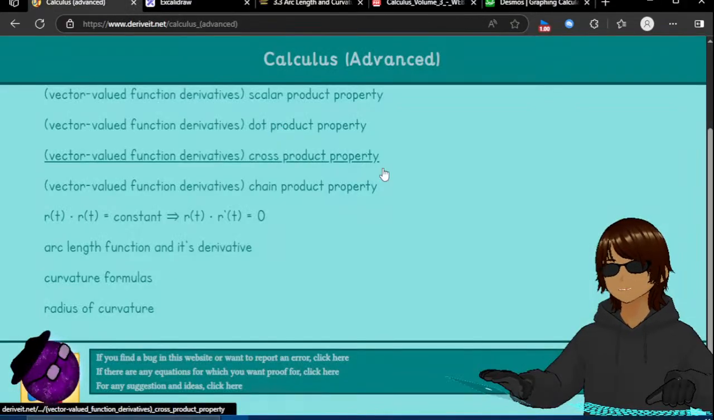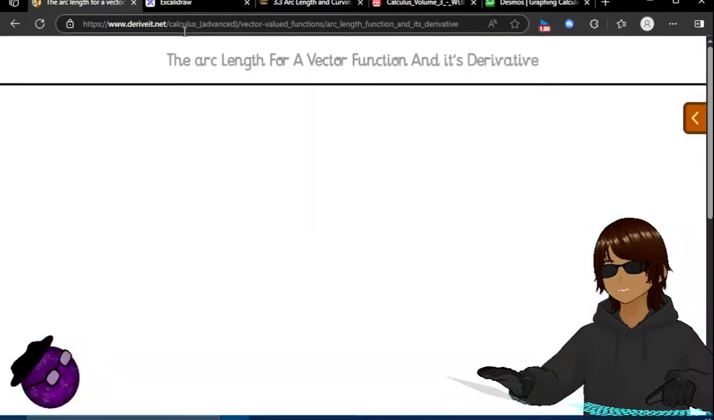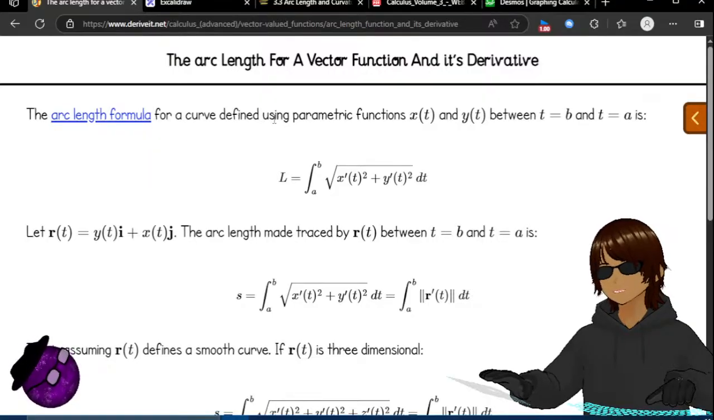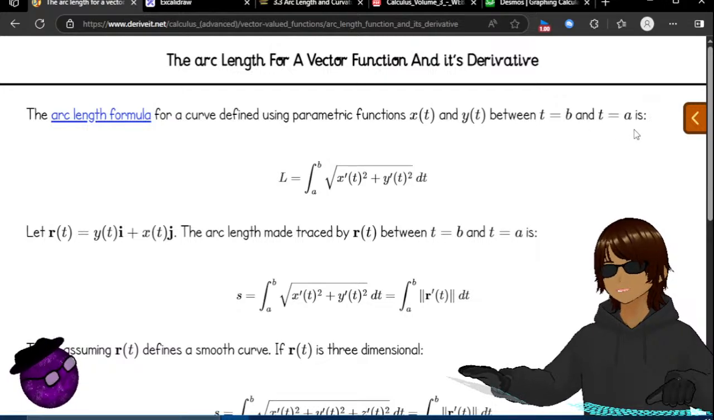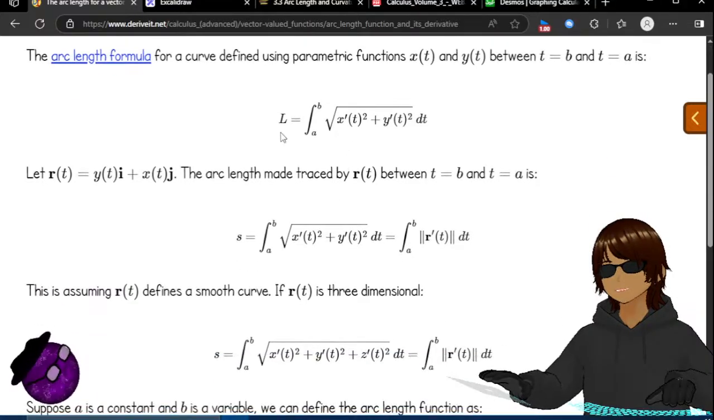So before I go into this, chain arc length function and its derivative. So the arc length formula for a curve defined using parameter functions x and y between b and a is this. So b is the larger one. So it's the derivative of x squared plus the derivative of y squared. So these two functions are defined by the parameter t. And this is how you find the arc length.